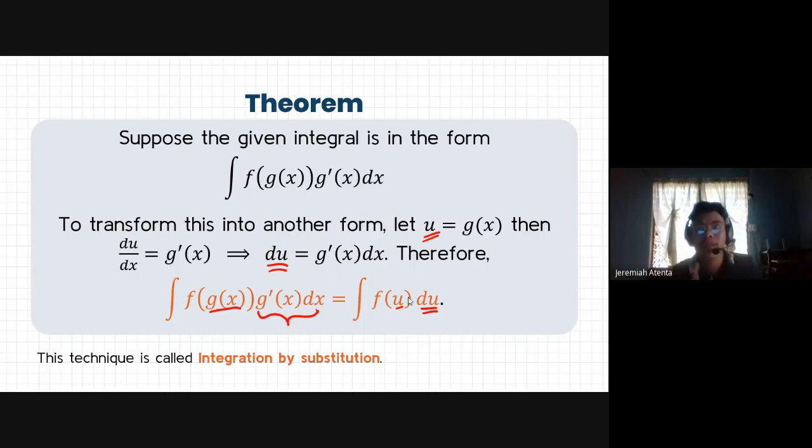Okay, paano natin malalaman na dapat siya yung ililet u natin, hindi yung isa. Kasi maraming functions kayong makikita ngayon. As what I've said, medyo complex na yung mga functions na mabibigay. This technique is called integration by substitution, or other books ginamit niya is this is the u substitution. U, because we always use u as the variable na is a substitute. So sometimes it is called as the u substitution method.